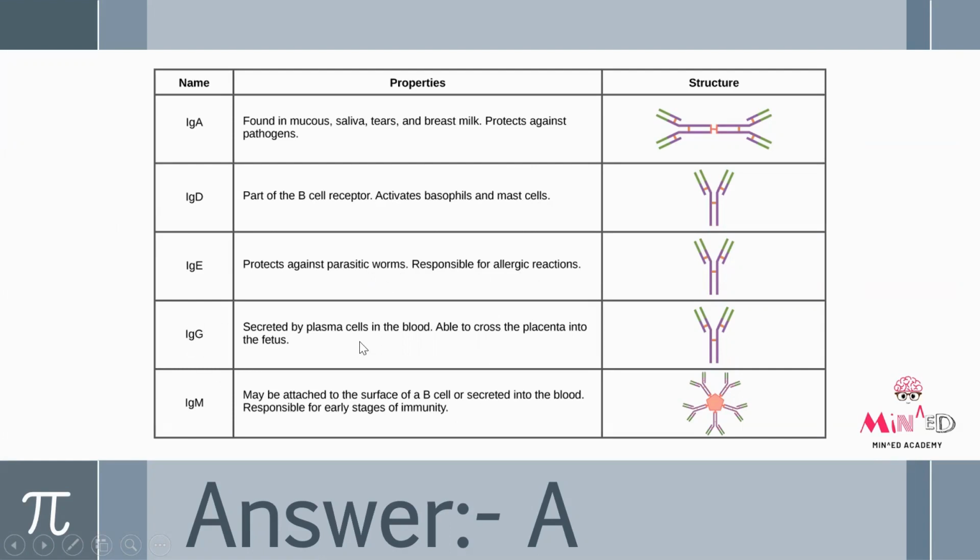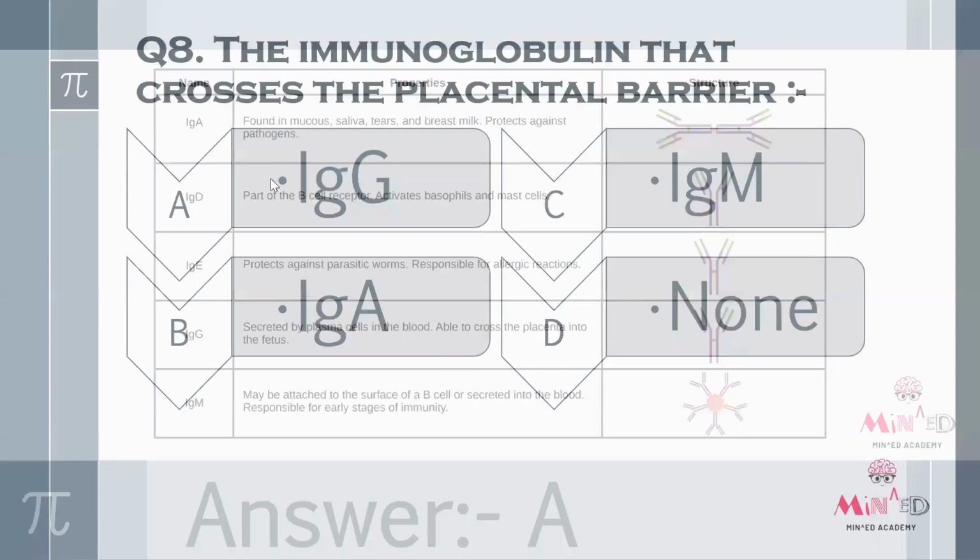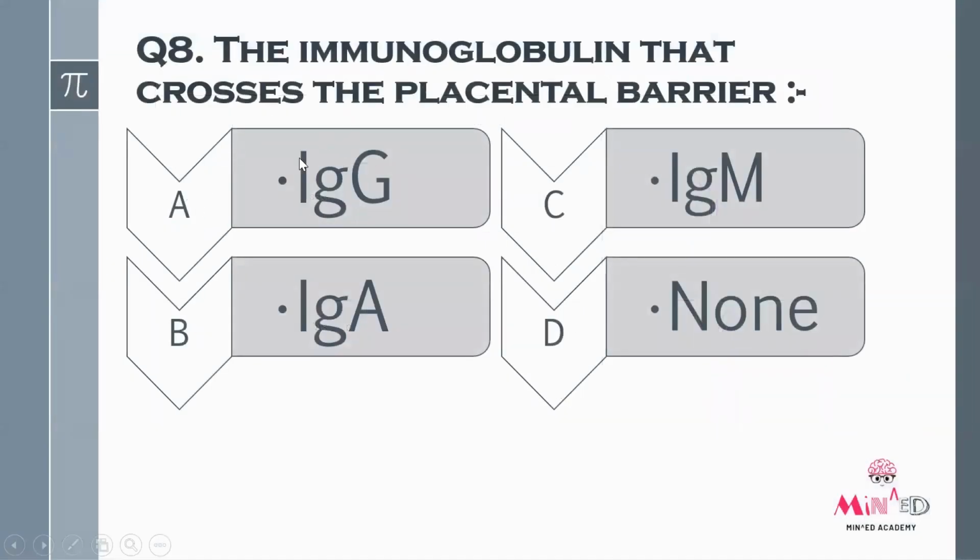IgG, secreted by plasma cells in the blood, able to cross the placenta into the fetus. IgM may be attached to the surface of the B cells or secreted into the blood, responsible for early stage of immunity. So, as per the question, the answer will be IgG, because it is secreted by plasma cells in the blood and is able to cross the placenta into the fetus. So, answer will be A, immunoglobulin G. Okay.